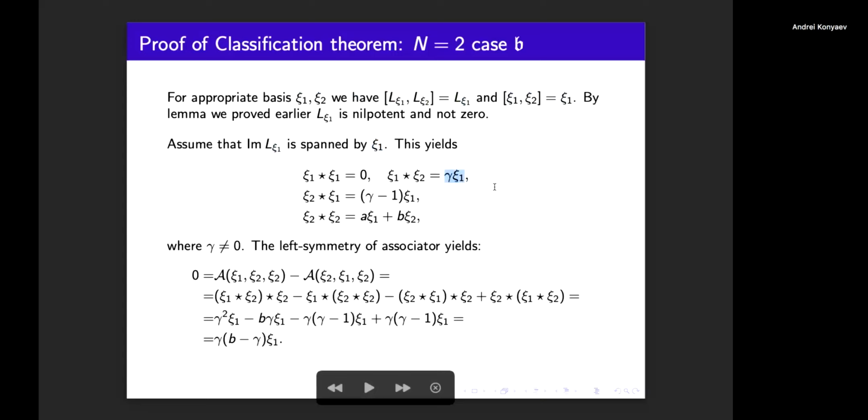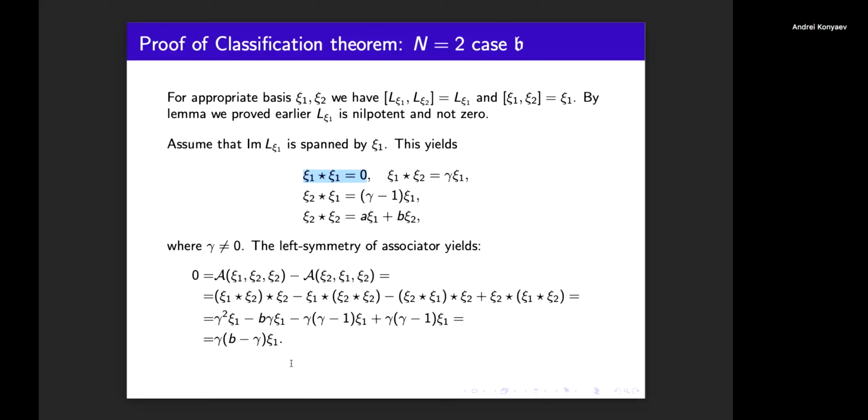These are the relations, and this actually implies that L psi1 times psi2 must lie in the space spanned by psi1. So we get this. From this commutativity, we get this. And because the kernel coincides with the image, we get this. So this is the draft of the structure relations, but we see that we have more coefficients than we need. We have gamma, A and B. So we apply the left symmetry condition. See, this is the first time we straight ahead do the left symmetry associator.